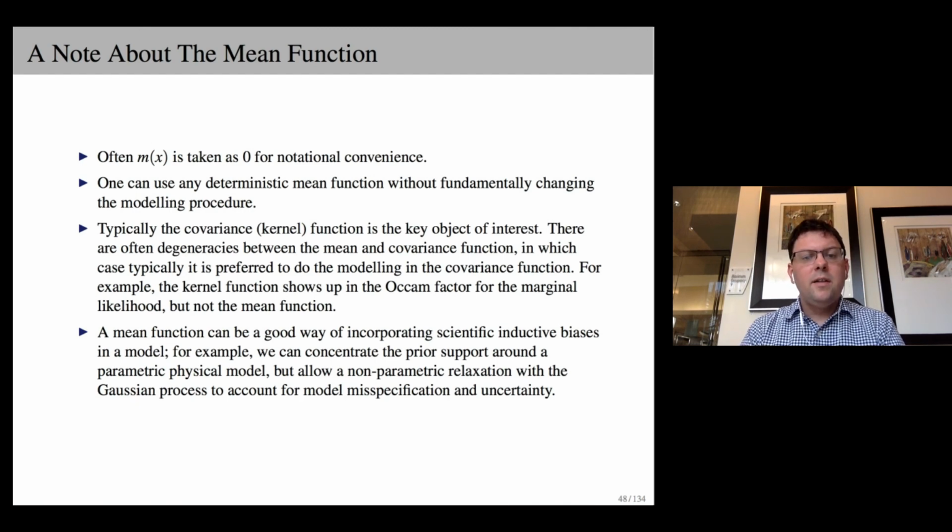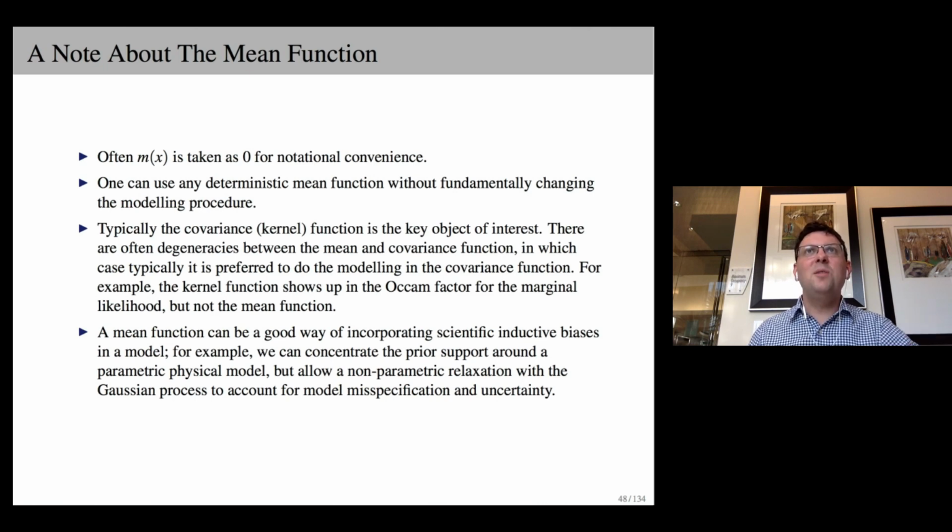That said, a mean function can be a great way of incorporating scientific inductive biases into a model. There's sometimes a tension between using an interpretable, scientifically motivated model, for example, a model with physically interpretable parameters, and some black box function approximator. In actuality, this is often a false choice. We can often use both.